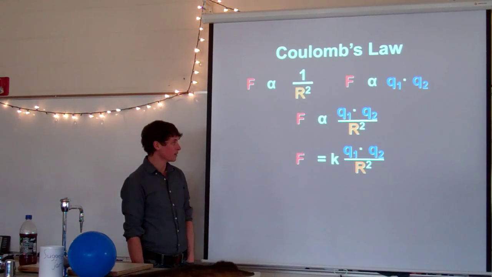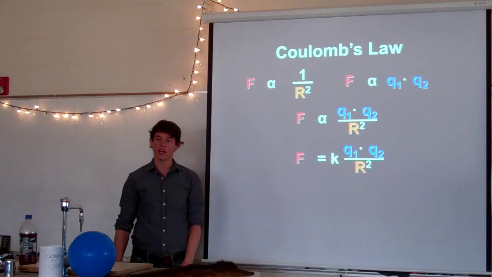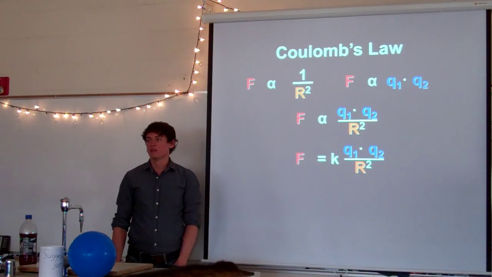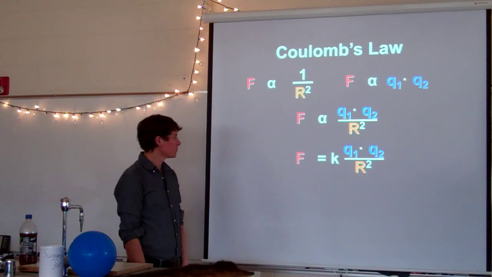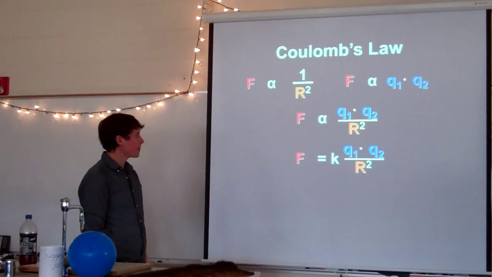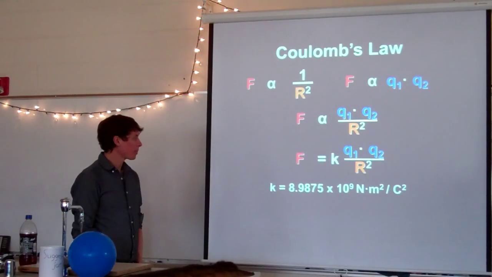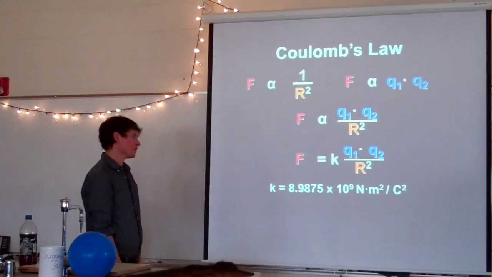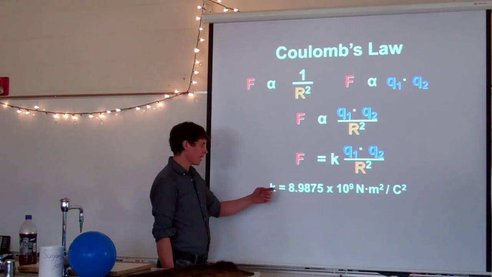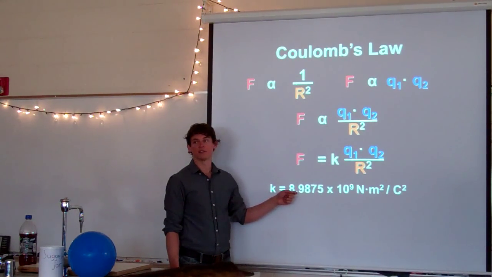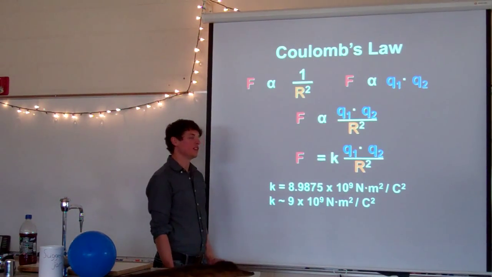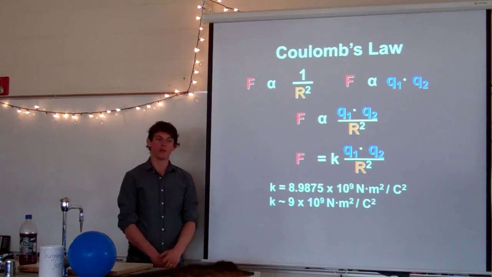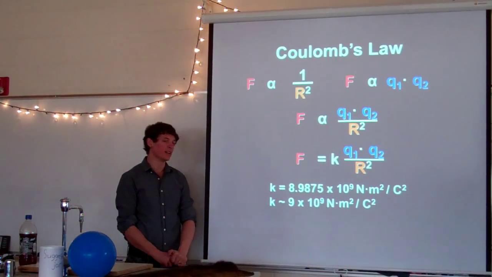Okay, look at the constant. Constant is little k instead of big G. And the value of the constant is this number right here. Okay, but don't write this down. We're going to make it easier. So this whole thing, it's convenient to round it to 9. So it's 9 times 10 to the 9th.